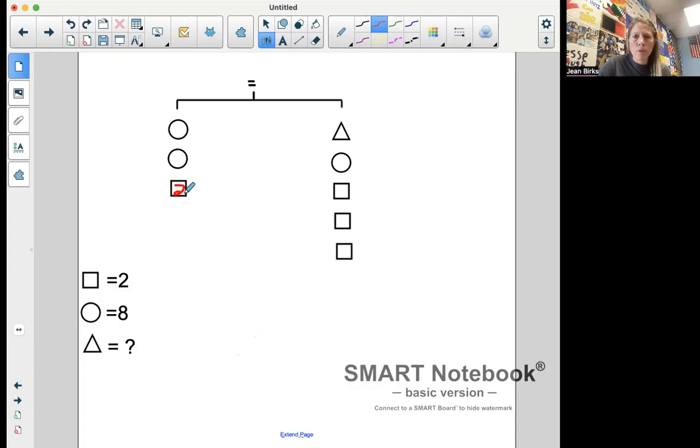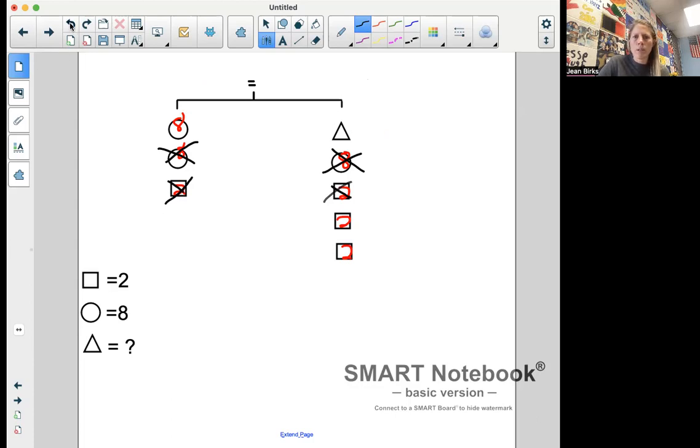So squares are worth 2. Circles are worth 8. So where do I go from here? Well, I know if I took a circle off of each side, that wouldn't really matter because then I'm not changing the balance and they're the same. I'm also going to take a box or a square off of each side. So now I know I'm down to 8 pounds over here, and I've got 4 pounds over here plus a triangle. So what is that triangle worth? 4 plus what would be 8? I think the triangle's worth 4 points or 4 pounds.